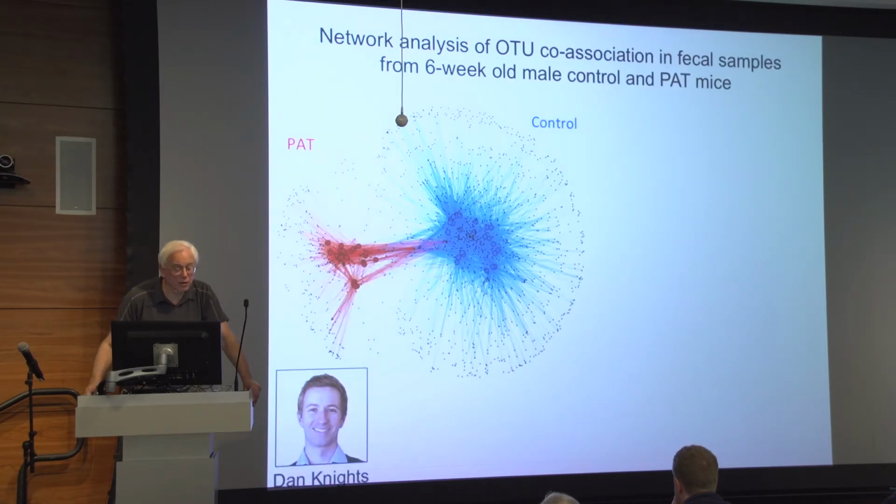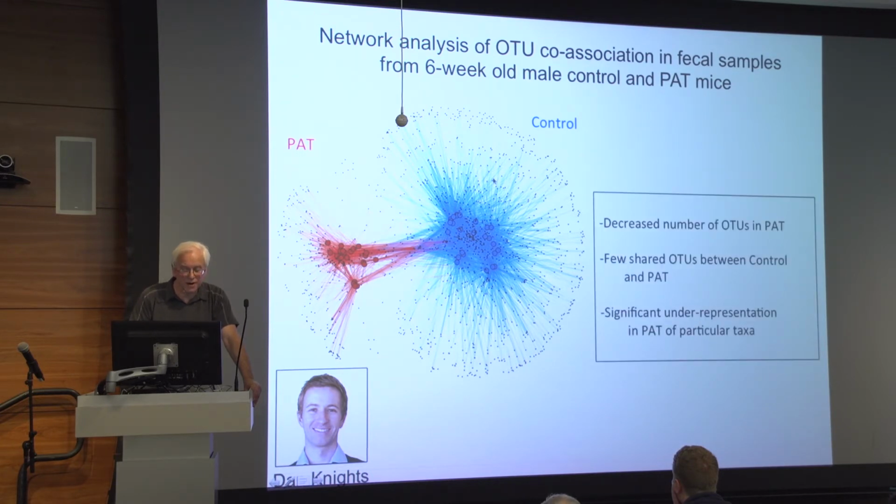What about the microbiota? This is a network analysis of the co-association of particular OTUs in fecal samples from 6-week-old male control and PAT mice. This was done by Dan Knights at the University of Minnesota. In this figure, each black dot is an OTU, each circle is a sample. PAT is in red, control is in blue.